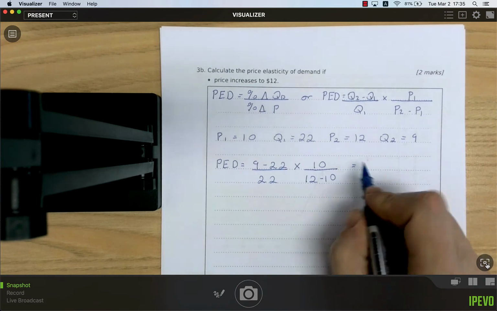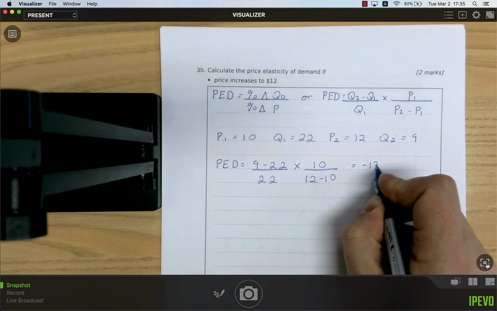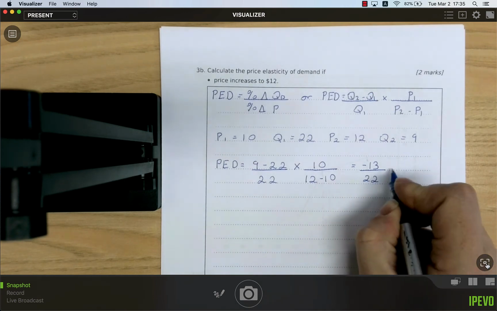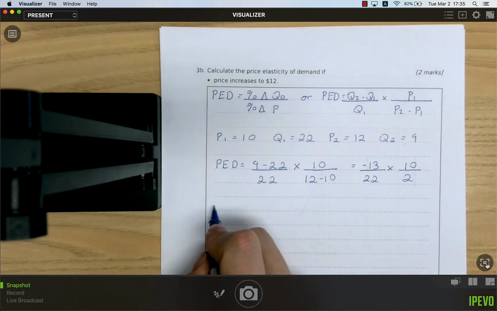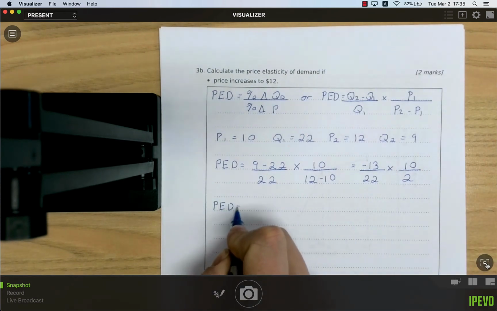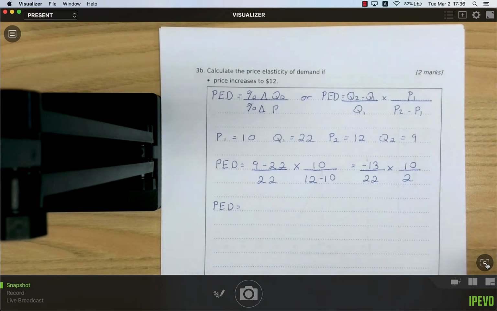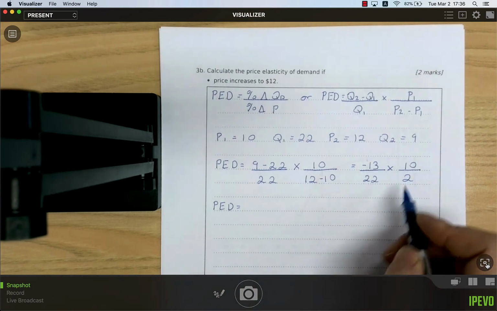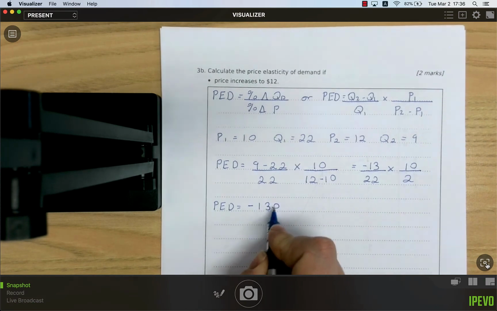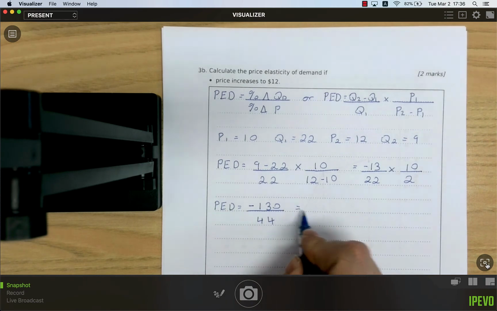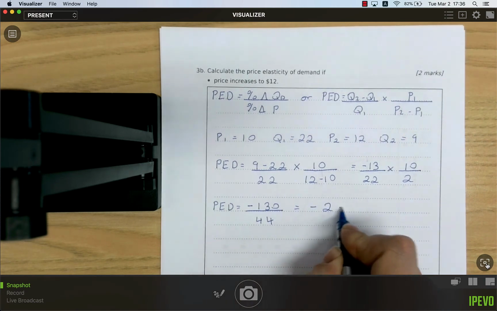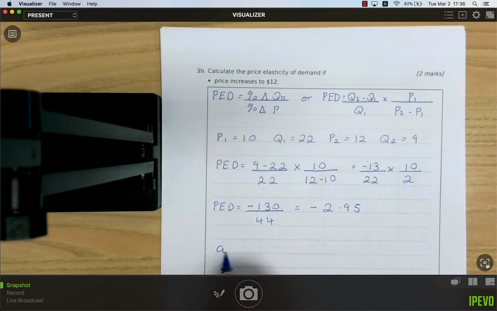So 9 minus 22, I get minus 13, divided by 22, multiplied by 10 over 2. So I'm going to write out PED equals. Now, I'm not into what you can cancel or what you can't. I'm just going to go top by top, bottom by bottom, simply because I don't want to lose anybody. Okay, so that's how you multiply fractions, guys, is top by top, bottom by bottom. And then what we get is an answer of minus 2.95. So I'll write down here ANS standing for answer, PED equals minus 2.95.